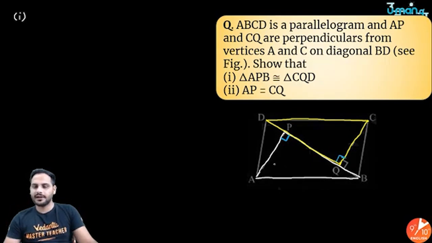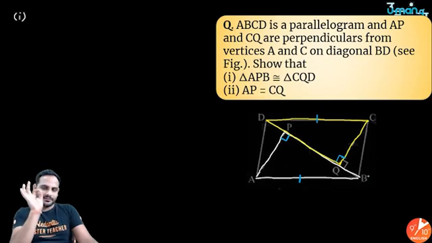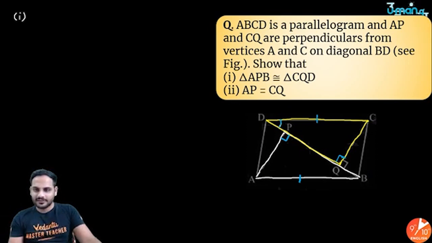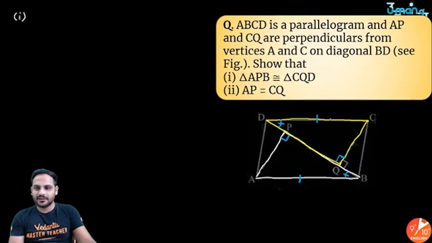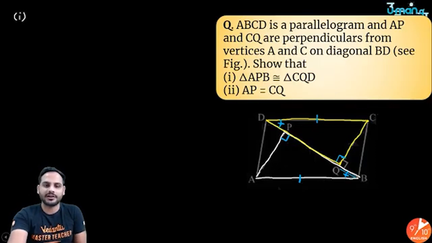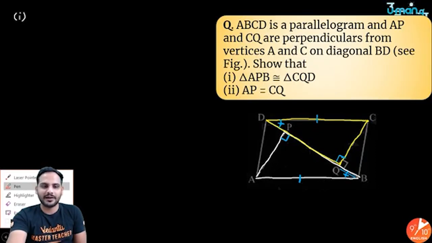One thing I can see for sure is 90 degree, right? Then AB is equal to CD because it is a parallelogram. Opposite sides are equal. One thing which is very important to understand is that this angle and this angle will be equal. Now why they will be equal? Because AB and CD are parallel also, and they are forming a pair of interior alternate angles. So mil gaye mere ko parts, right?